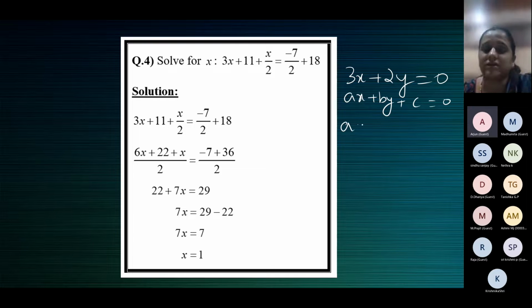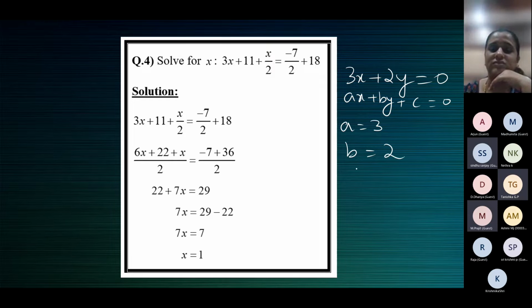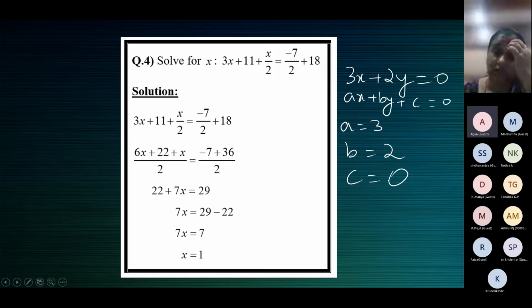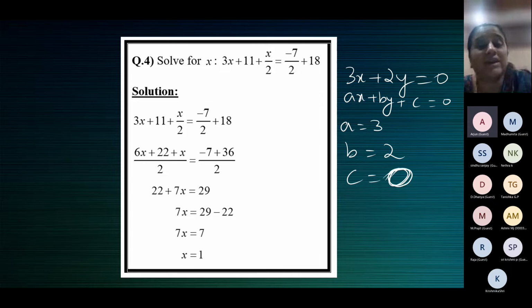What is the value of a? 3, ma'am. What is the value of b? 2, ma'am. What's the value of c? 0, ma'am. Whenever the value of c is 0, the graph of that equation will pass through the origin. Whenever the value of c is 0, a and b can be anything.